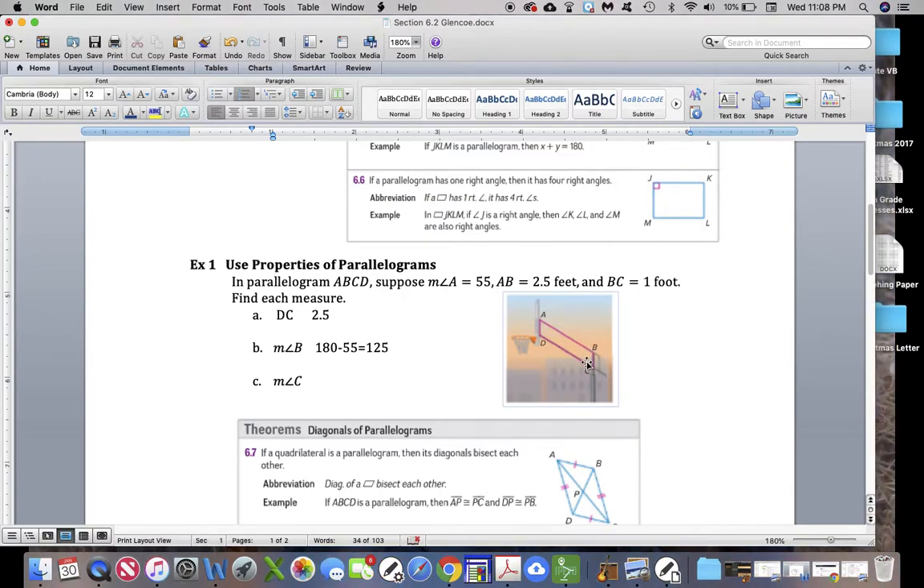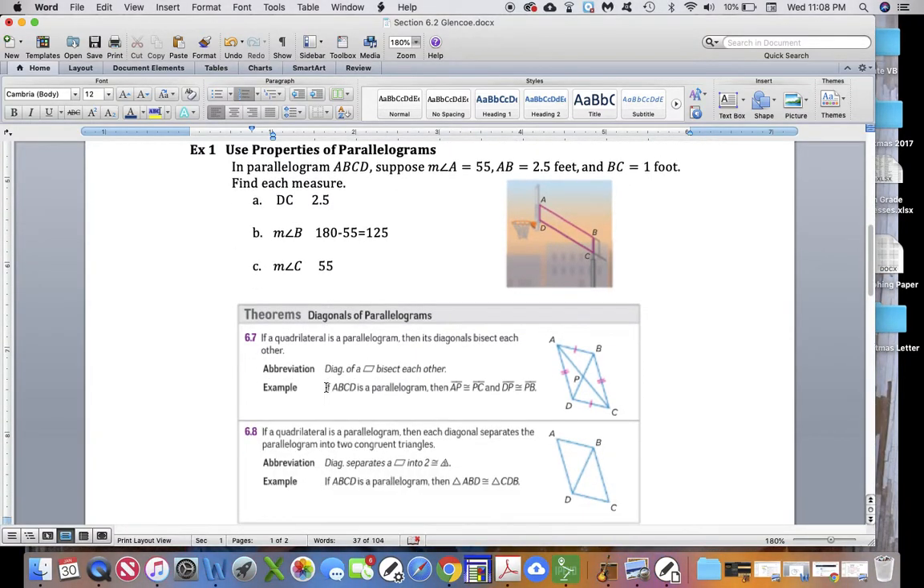Then they ask for angle C. Now angle C is across from angle A, so that means it has to be the same as angle A, or it's consecutive with angle B. So we can do that again. Angle C is the same as angle A, so that one has to be 55 degrees also.